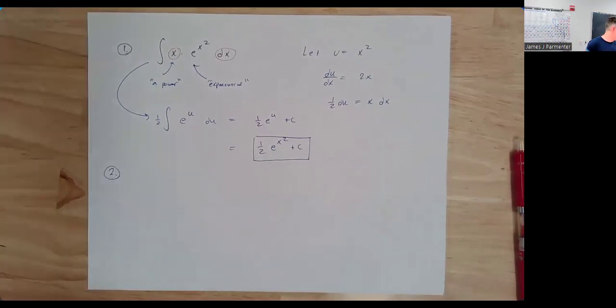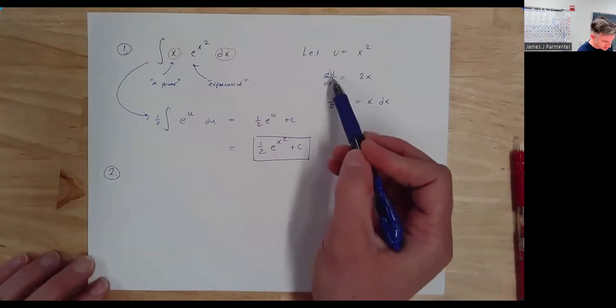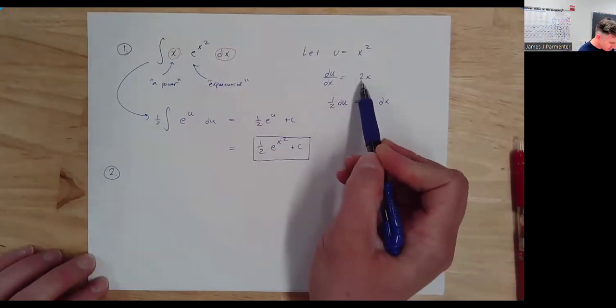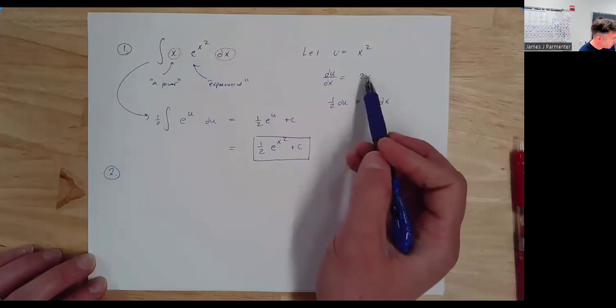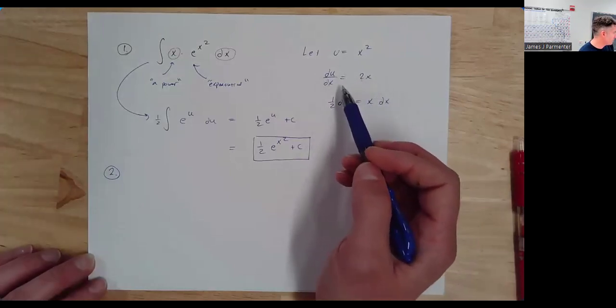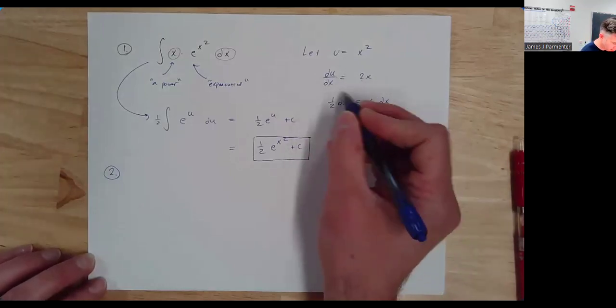So question. Where'd you get the 1/2? Where did I get the 1/2? So I have a du/dx equal to 2 times x, but I don't have a 2 times x here. So what I did was I rewrote this, I divided both sides by 2. So that's where the 1/2 is coming from right there. It's from there.